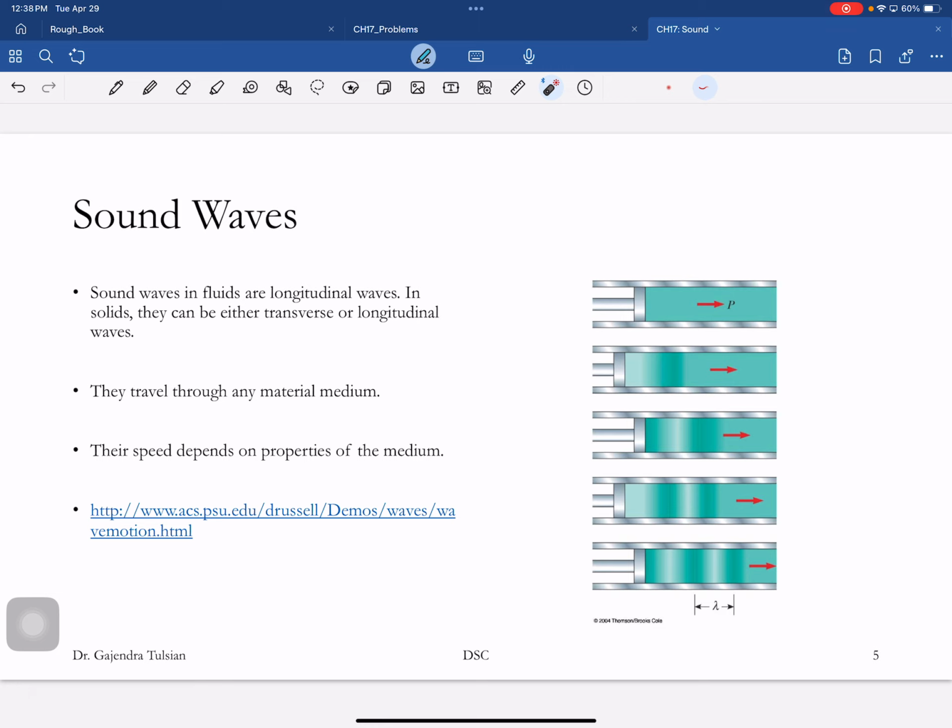Okay? So in fluid, sound waves are longitudinal waves. Sound waves travel through any material medium. Their speed depends on the property of the medium. In general, the stiffer the medium, the faster sound will travel.